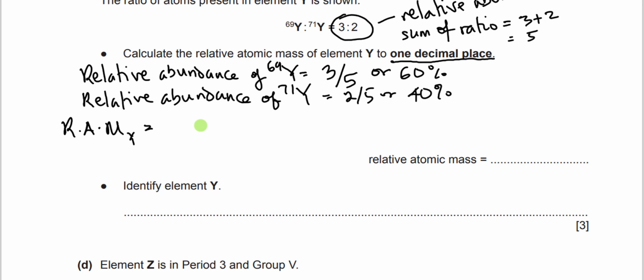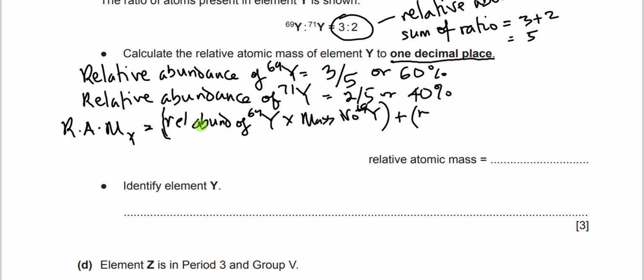Fine. So now, to calculate the relative atomic mass of Y, so RAM of Y will be equal to relative abundance of Y69 times mass number or nucleon number of Y69, plus relative abundance of Y71 times mass number of Y71.